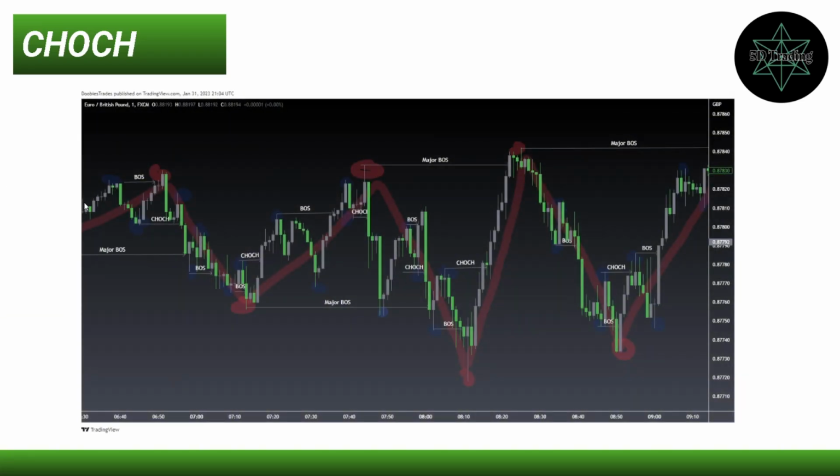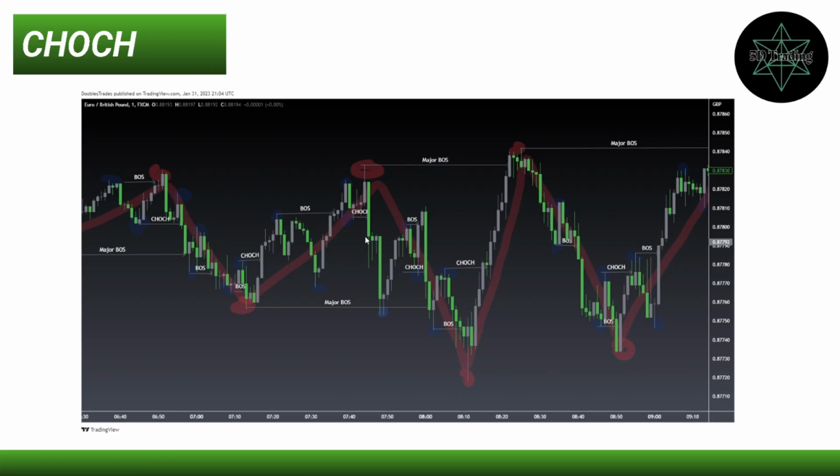Here we have a little representation of what it looks like in the charts. We have a break of structure up, then we have a change of character down. This is internally. The blues are internal and the red is external. This is a major break of structure, so this is an external breakdown. Then we have another external break of structure to the downside. Then we have an external break of structure to the upside, so that's an external change of character.